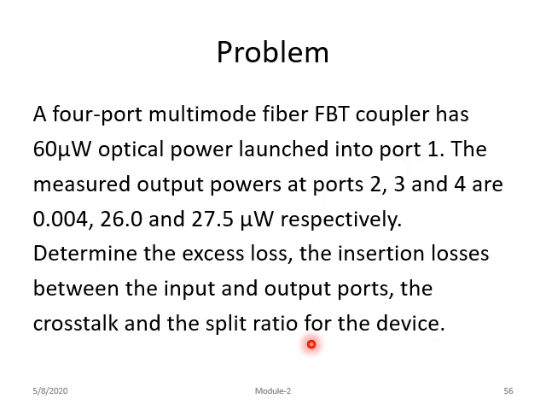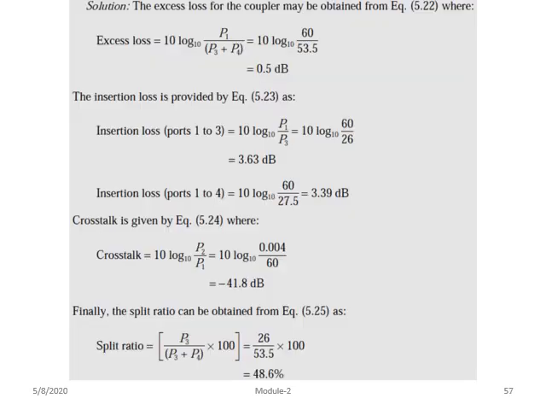So related to this, we are going to have one problem. A 4 port multimode fiber FBT coupler having information of 60 microwatt power at port 1. The measured output powers at ports 2, 3, 4 are 0.004 microwatt, 26 microwatt, 27.5 microwatt respectively. I have to determine the excess loss, insertion loss between the input and output port, the crosstalk, and the split ratio for the device.